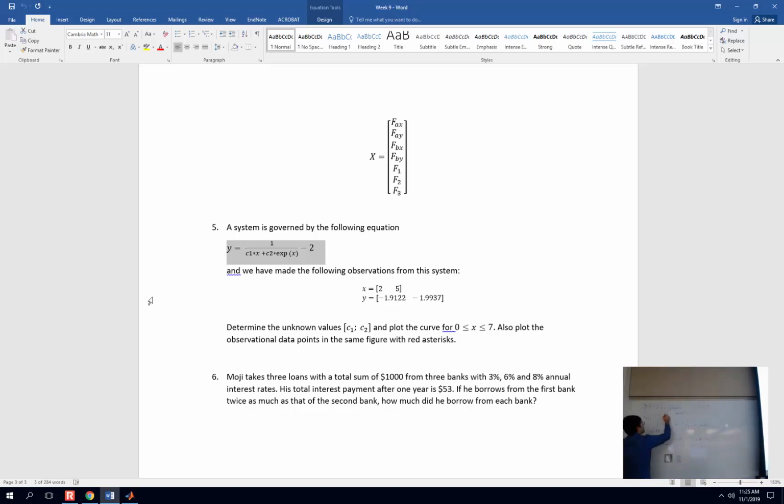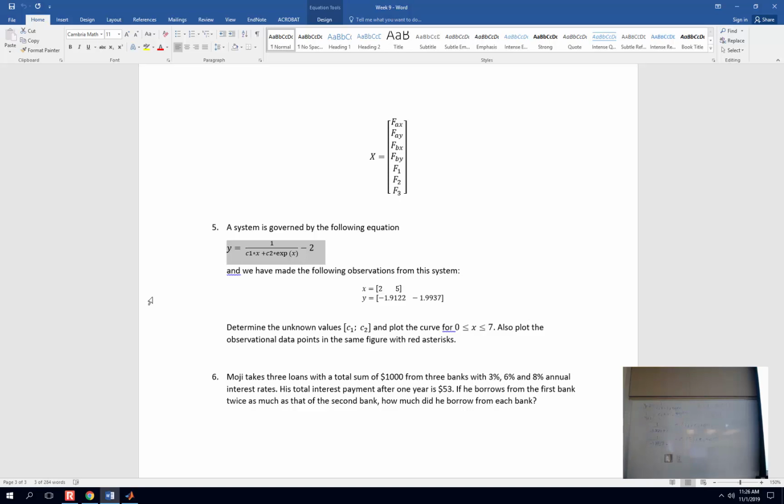A is C1 times x plus C2 times exponential of x. So x and exponential of x. And b is 1 divided by y plus 2. B is this side, and A is this side, right?